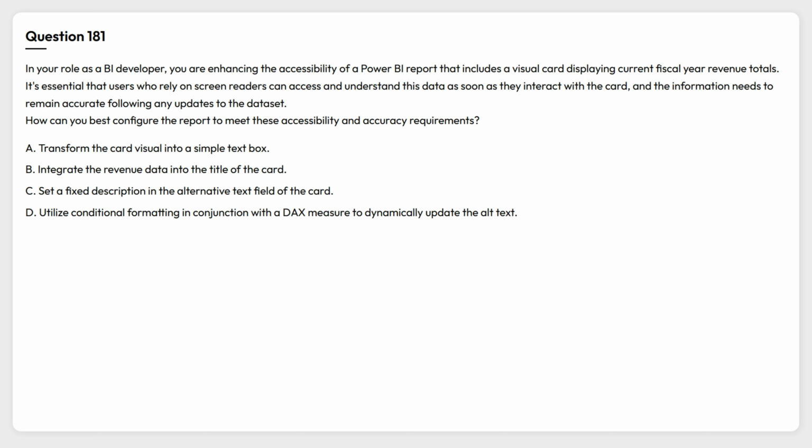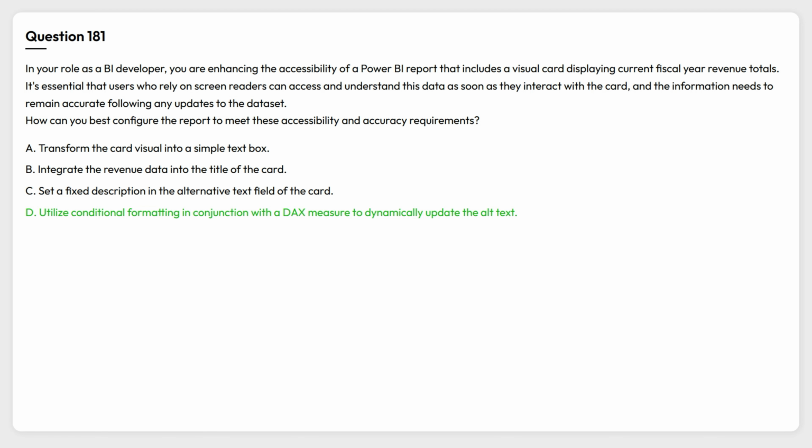Option A. Transform the card visual into a simple text box. Option B. Integrate the revenue data into the title of the card. Option C. Set a fixed description in the alternative text field of the card. Option D. Utilize conditional formatting in conjunction with a DAX measure to dynamically update the alt text.